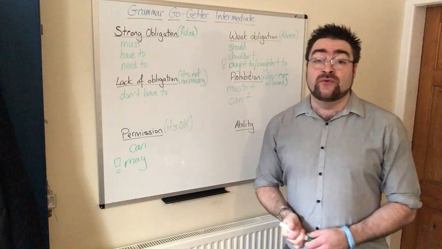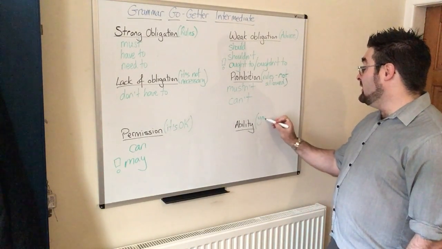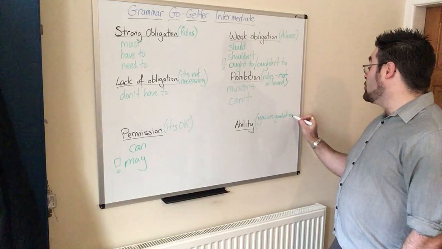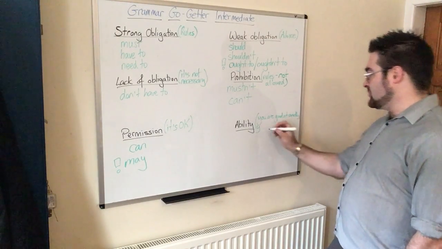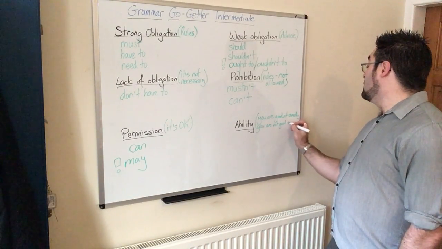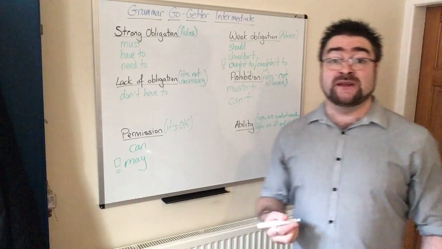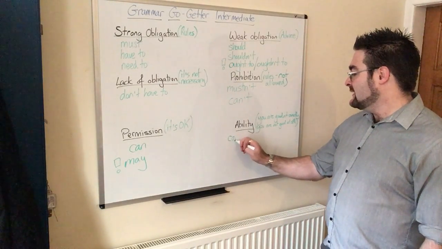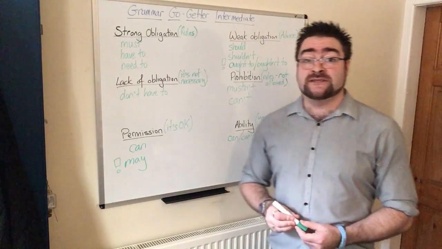Okay, and finally we move on to ability. Now ability means you are good at something or you are not good at something. And I'm running out of space on my board here. Just made a little abbreviation here. STH means something. Okay, and for this we use can and can't, if we're talking about the present.